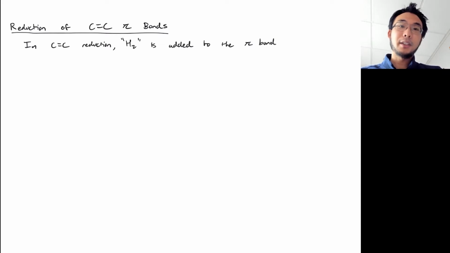Now, let's look at reduction of alkenes. In carbonyl reduction, we think about adding H2 across the carbon-oxygen double bond.